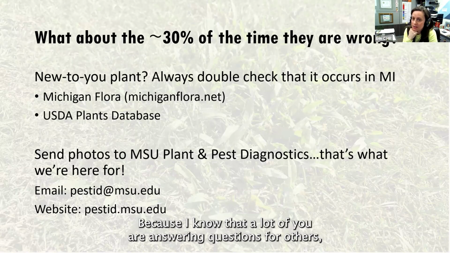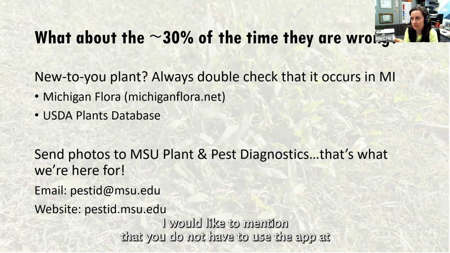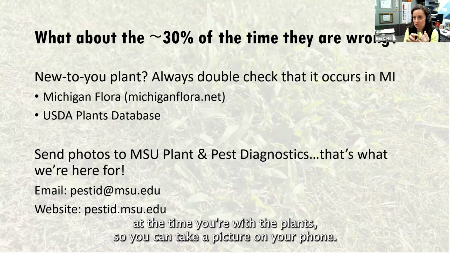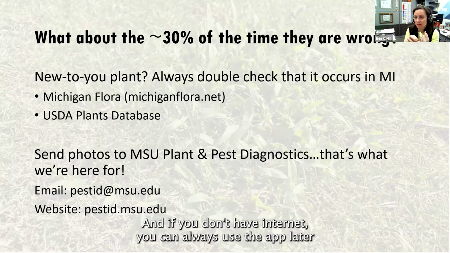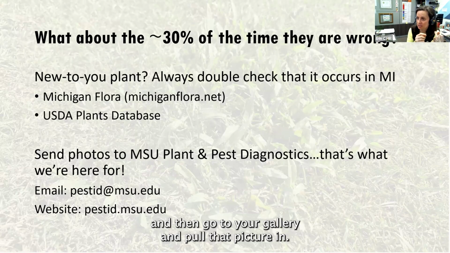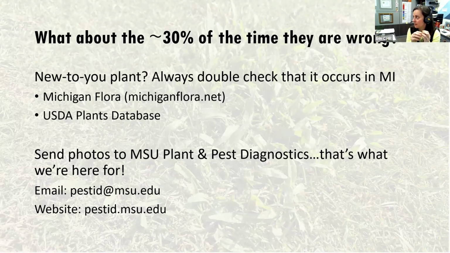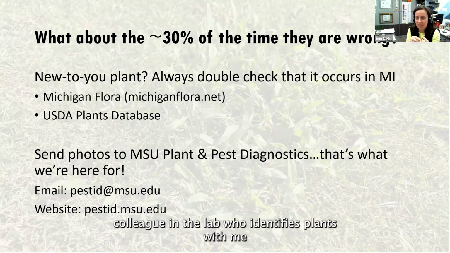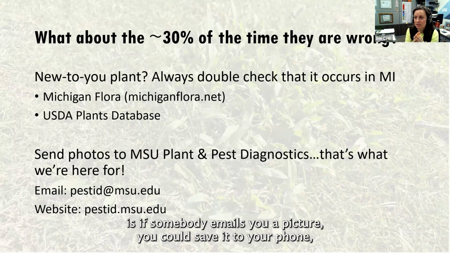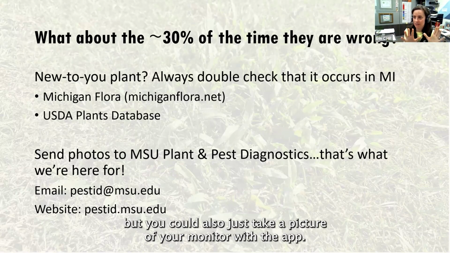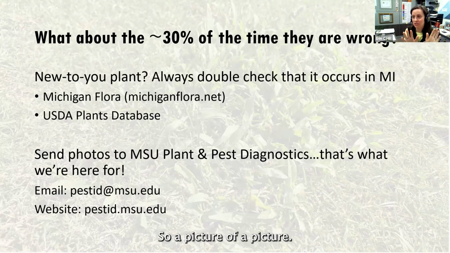Because I know that a lot of you are answering questions for others, I would like to mention that you do not have to use the app at the time you're with the plants. You can take a picture on your phone, and if you don't have internet, you can always use the app later and then go to your gallery and pull that picture in. The other way it's been useful to me and my colleague in the lab who identifies plants with me is if somebody emails you a picture, you could save it to your phone, but you could also just take a picture of your monitor with the app. That seems to work really well. So a picture of a picture.